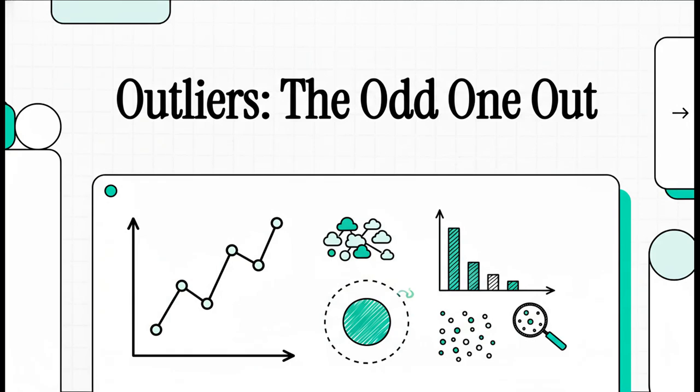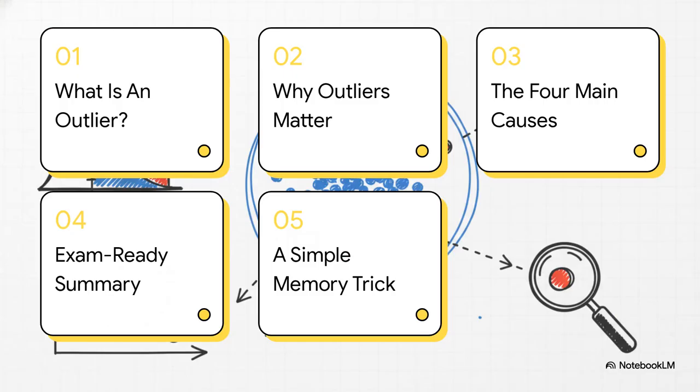You know when you're looking at a set of data, maybe it's student grades, stock prices, whatever, and there's almost always one or two points that just don't seem to fit in. They just stand out. Well, those are called outliers, and trust me, understanding them is a massive skill in data science. All right, so here's how we're going to break this down.